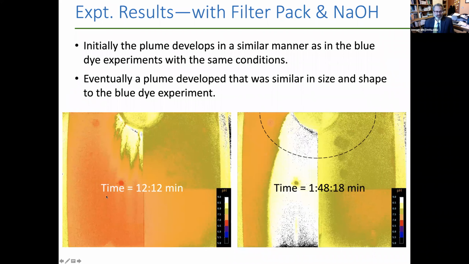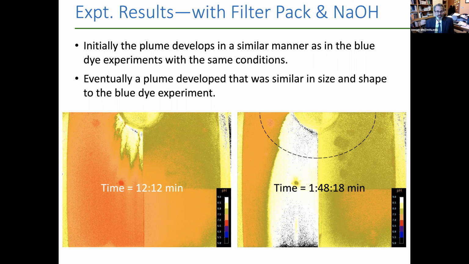So you can see here on the left, initially the plume is developing similar to the blue dye experiments under the same conditions. We see some fingering of the plume coming out and elevated pH, up around 9 or so. And then if we watch it to the end of the experiment, we see a couple of things. Interestingly, I put a dashed line there roughly where that filter pack is, and you can see how initially it develops a certain width of a plume, and then when it hits the aquifer material, it extends out further, consistent with our theory, and we get a little bit wider plume.